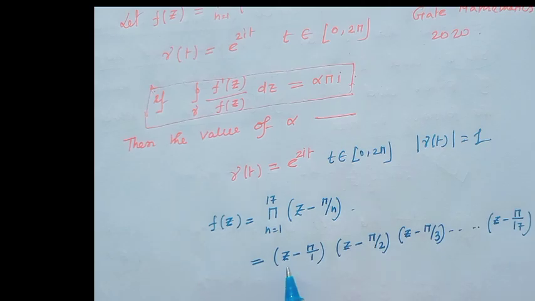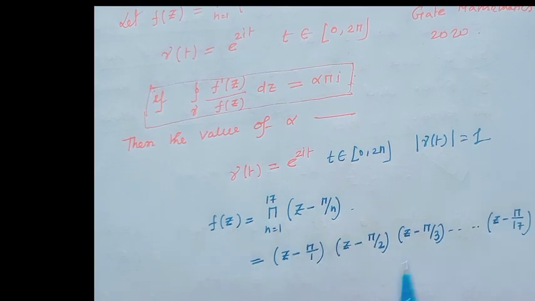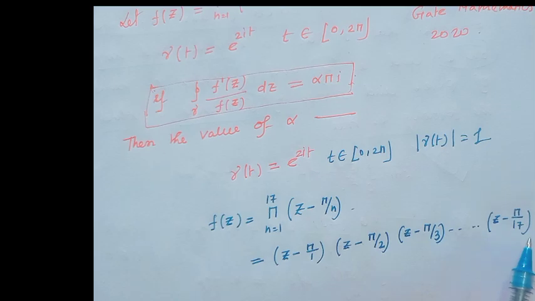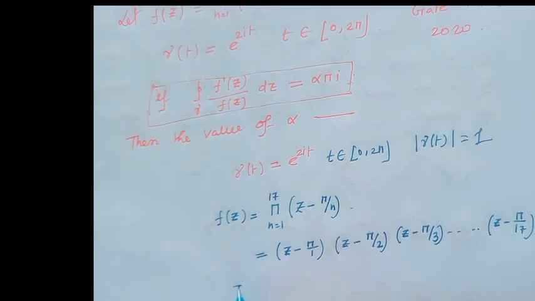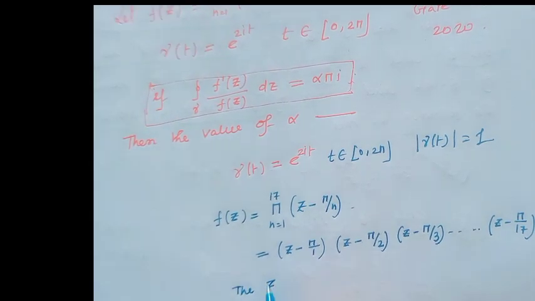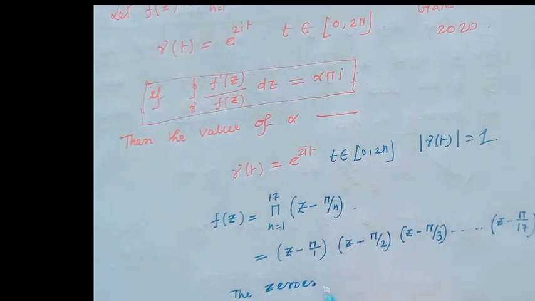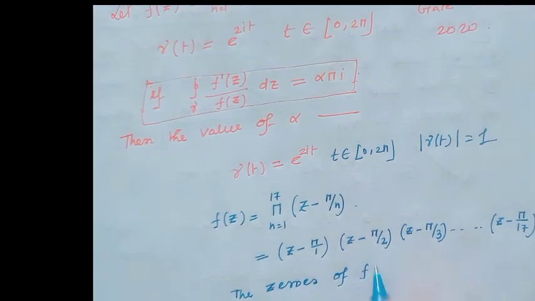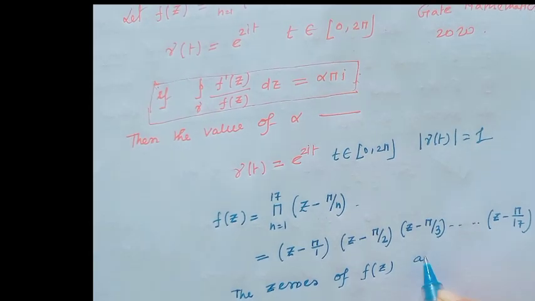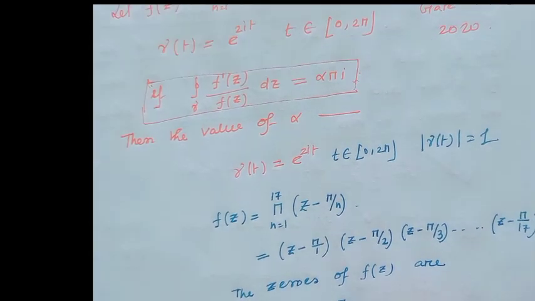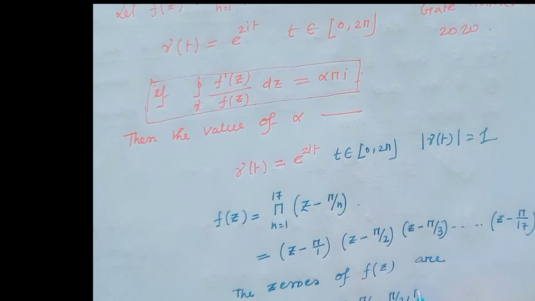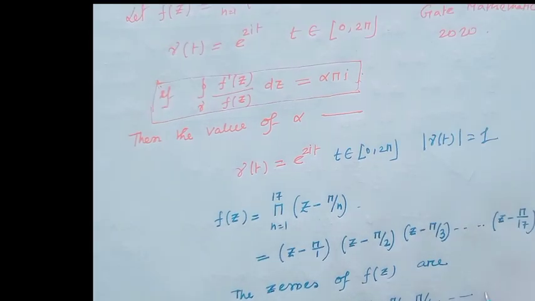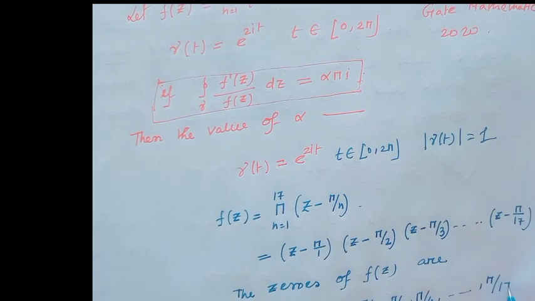That means this value is (z minus pi over 1)(z minus pi over 2)(z minus pi over 3) up to (z minus pi over 17). And the zeros of f(z) are pi, pi over 2, pi over 3, pi over 4 up to pi over 17.